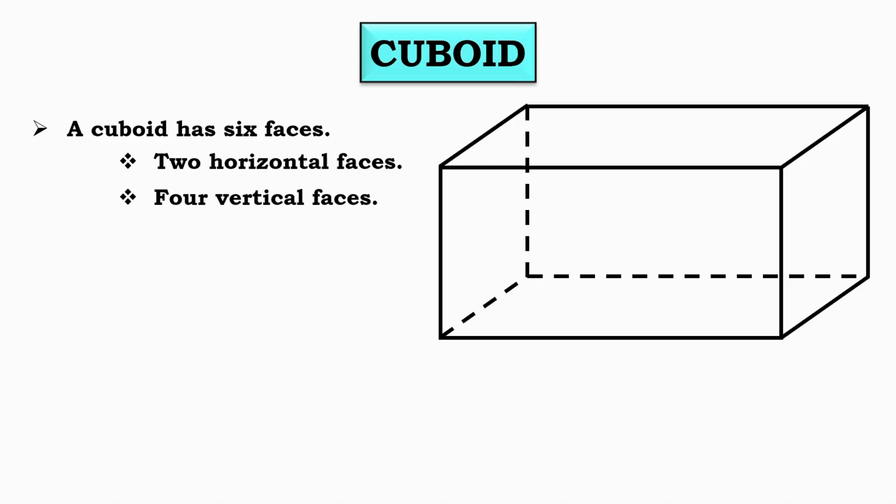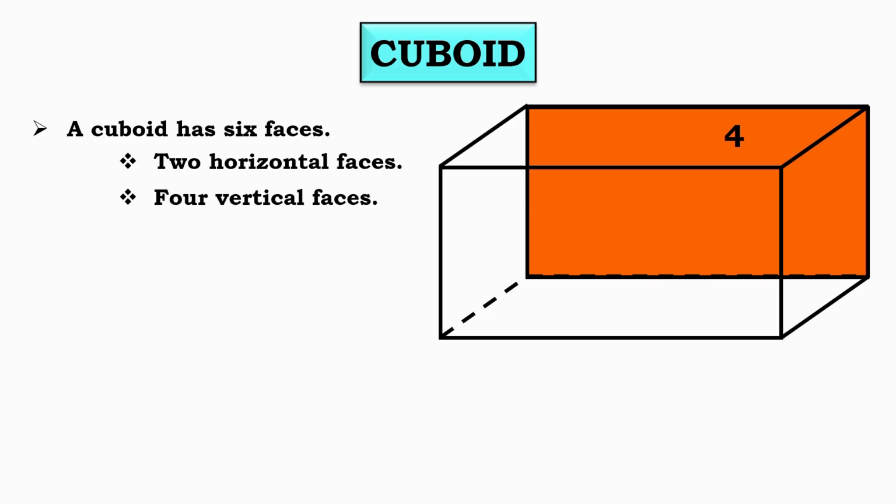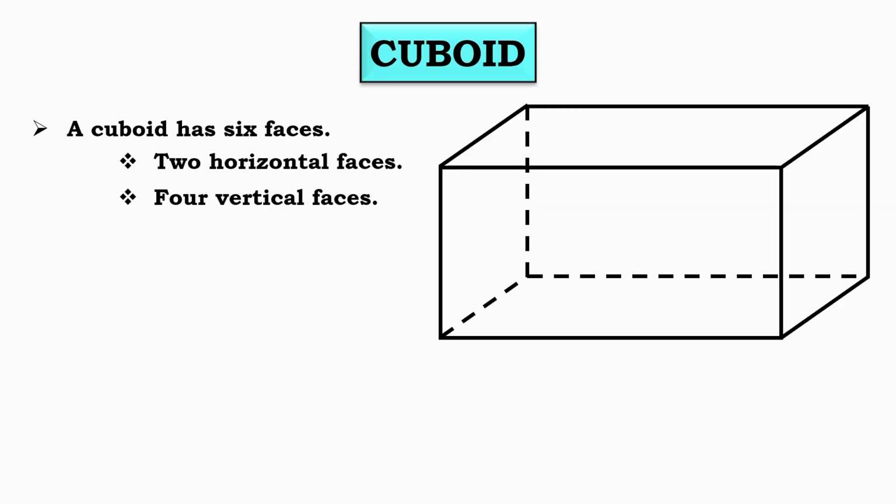Now, four vertical faces. What are the vertical faces? This one, two, three, and four. So there are 4 vertical faces and 2 horizontal faces in the cuboid. A cuboid has 8 corners. If you look at the figure carefully, there are 8 corners, already marked with the red bullets.